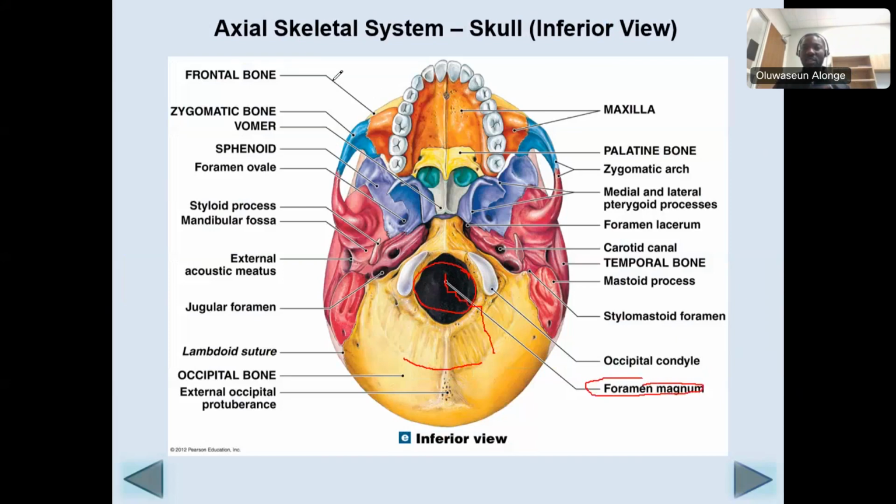All right. Again, this is the frontal bone. This is the maxilla. The mandible is going to be on the other side. So you see some of the bones that we've talked about. They are all right here. All right, so let's go.